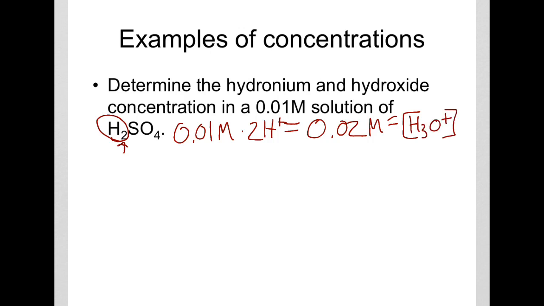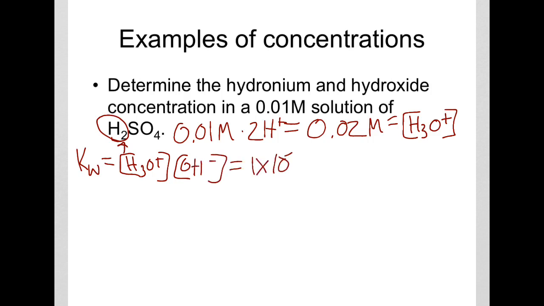So now that I have my hydronium concentration, I need to determine my hydroxide, and that's where I use the product constant of water, which is that hydronium times hydroxide concentration is equal to 1 times 10 to the negative 14th. It's technically molarity squared, but in the end you're going to end up with a molarity anyways.